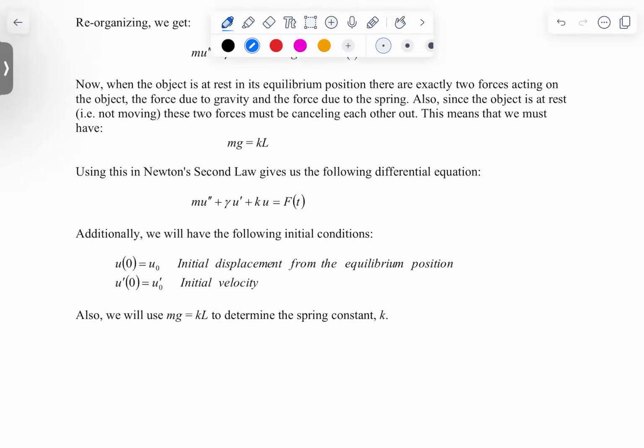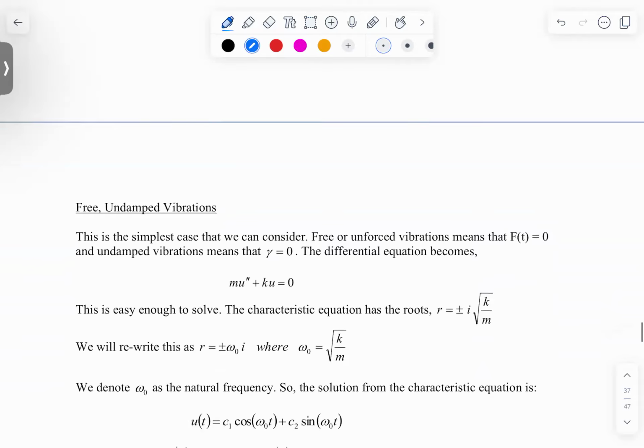Also, we're always going to have to identify our initial conditions. So some initial displacement, if any exists from the equilibrium position, and any initial velocity. So all of these are going to be about identifying our information.